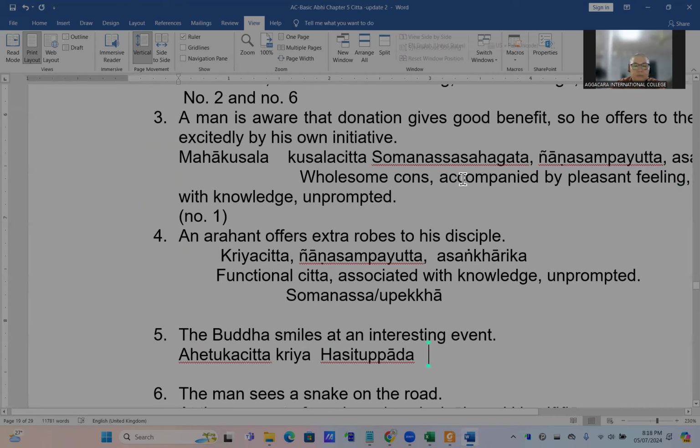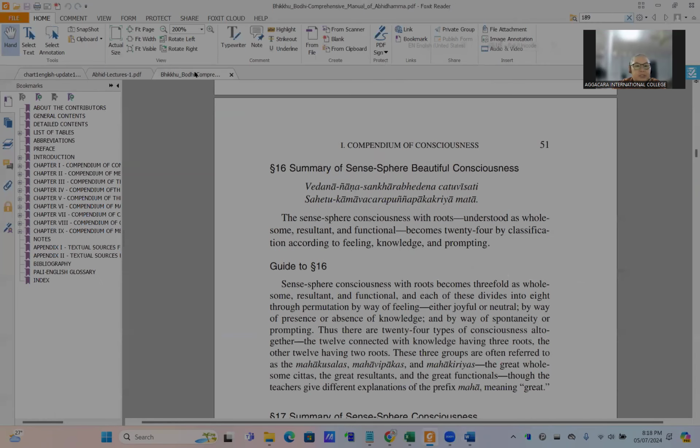But it can also be the two kriya, somanassa kriya. Yeah, but we are talking about the smiling function here. The function of smiling. Oh, okay, okay. Because different citta have different functions. So this citta, Hasituppada, is always explained in the commentary as the citta that arises when the Buddha sees something interesting.